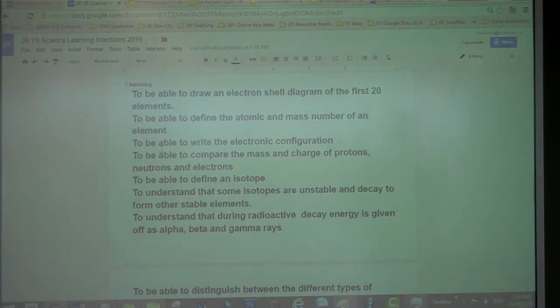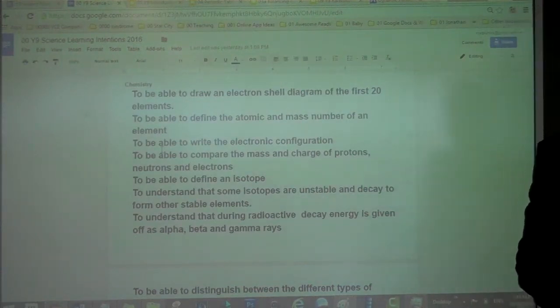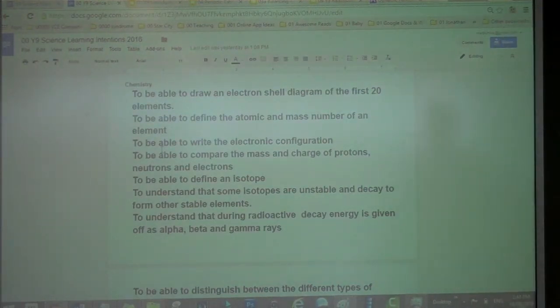Okay, so the first document I gave you guys was the key learning intentions for the year. And that's what this document is, 2016 Science Learning Intentions. If I was you, I'd pull that out, because you can make rough notes on it. The key learning intentions are what your cram cards should show.